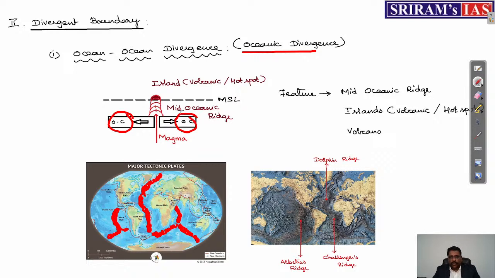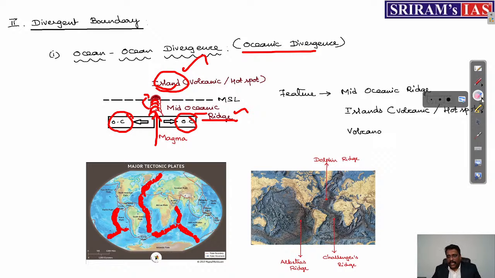When it very easily gets opened up, the magma somewhere very easily rises to the surface, right? Slowly, steadily, when the magma starts growing, it forms a mountain-like structure. What do you call this? Mid-oceanic ridge, sometimes also called submarine mountains. And these submarine mountains may emerge above mean sea level to form an island.